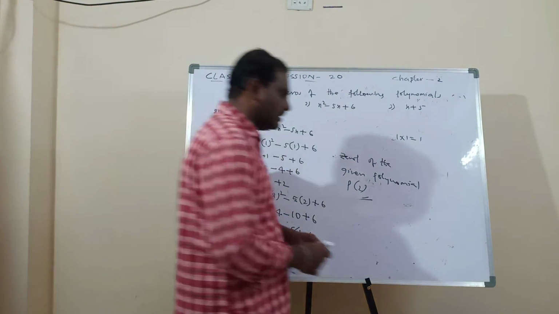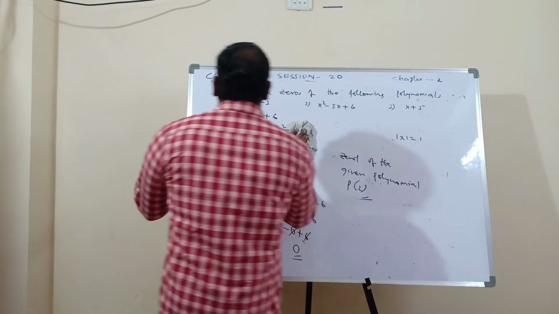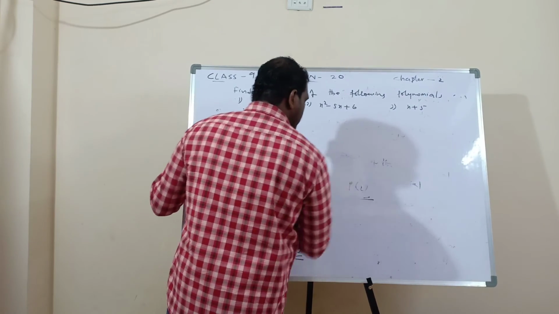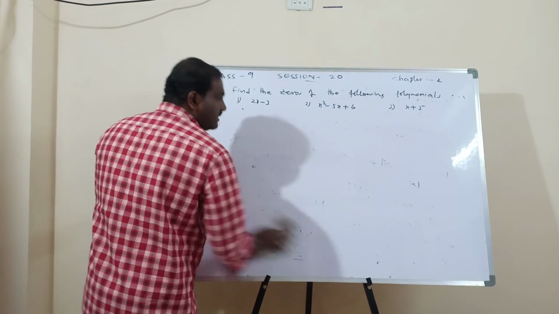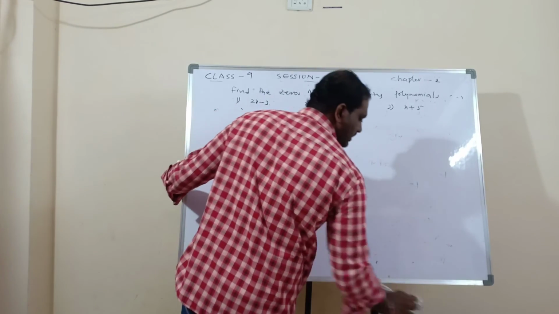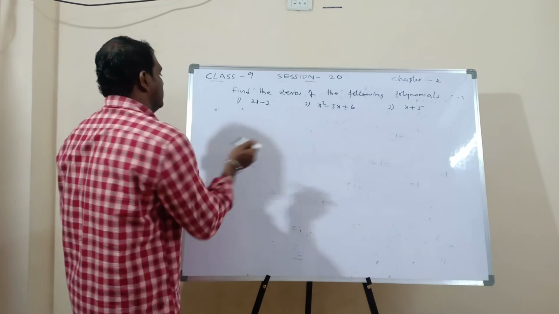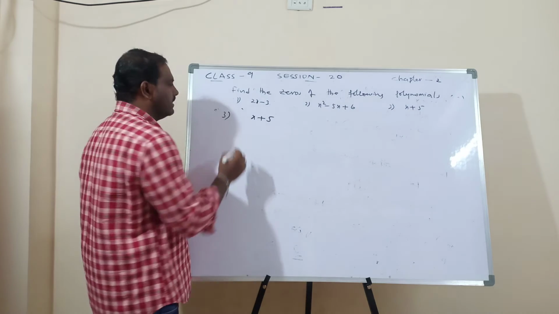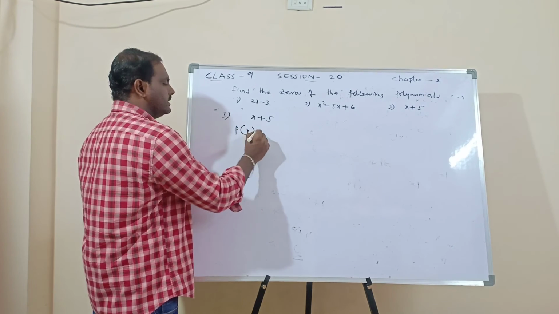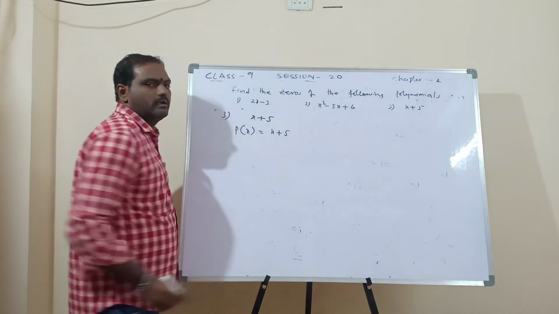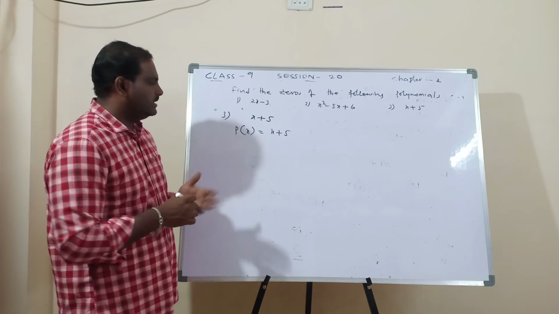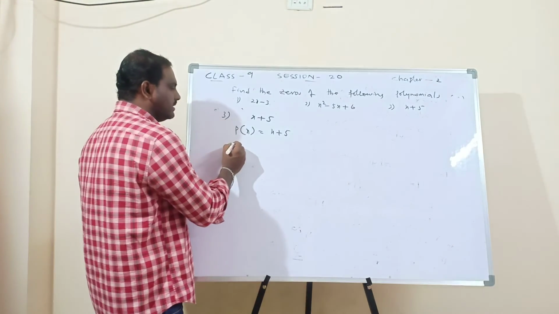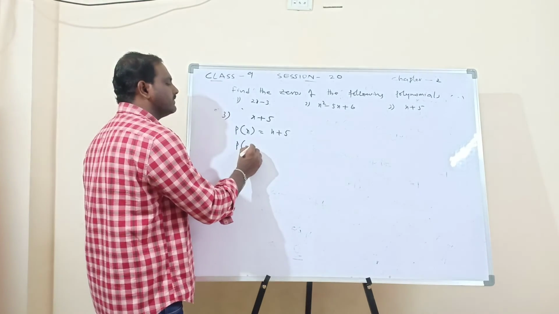Okay. Next, the third question. By observing these two questions, we can guess the 0 of the polynomial for the third question. So what is that question? Third question is x plus 5. Let P of x is equal to x plus 5. Can you guess the 0 of the polynomial? Instead of doing P of 1, P of 2, P of 3 and so on, that's a waste. Simply I can write P of minus 5.